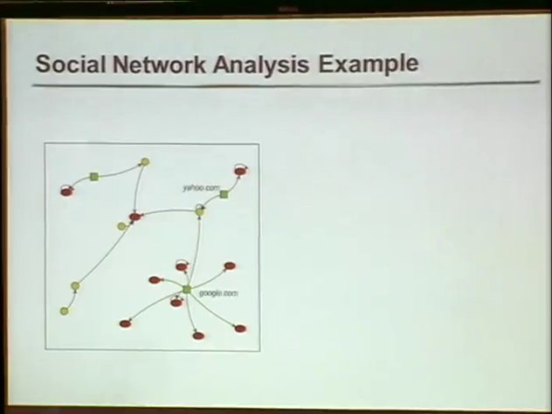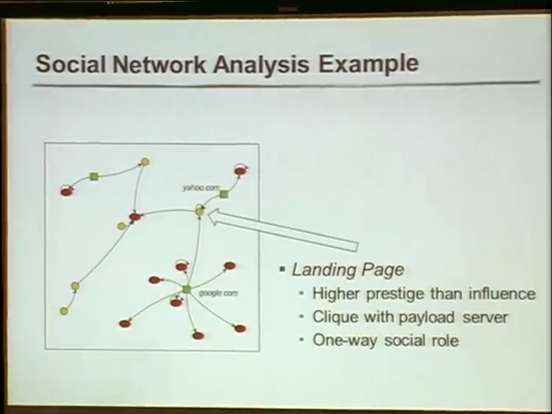As a brief example, here is a smaller malnet, and I put labels there for yahoo.com at the top right in green and google.com at the bottom right in green. The yellow domain that both of them are leading to is a landing page. Speaking of the social aspects, it has higher prestige than influence because it's not going to lead back to a search engine, at least not usually. There's the clique with the payload server, and it's this one-way social role of leading people from the search engines eventually down to the malware.